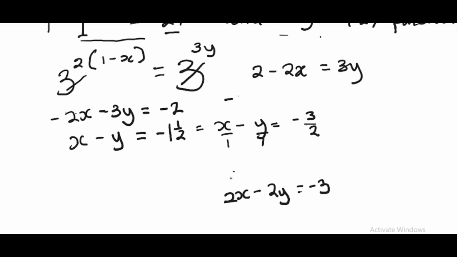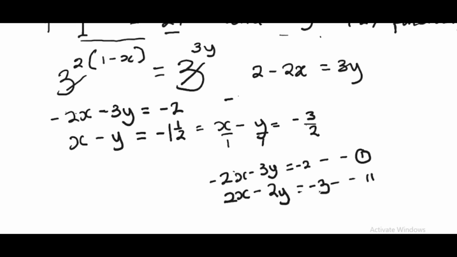So let's bring down the first equation. Minus 2x minus 3y is equal to minus 2. So we call this equation 1, and then we call this equation 2.